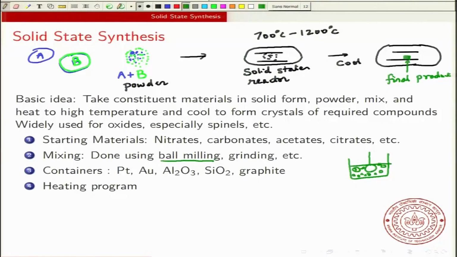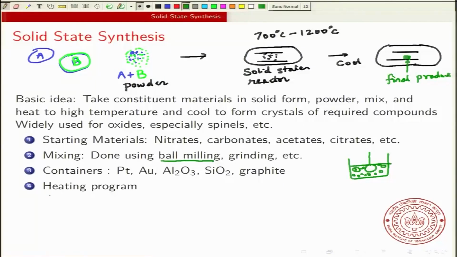Then you have to decide what should be the container of the reactor. So the container of the reactor is typically, because it has to withstand very high temperatures, it should be inert, it should not contaminate your final crystal. So typically noble metals like platinum, gold are used, but you can also use alumina, quartz, silica in the form of quartz, or you can even use graphite crucibles for this purpose.